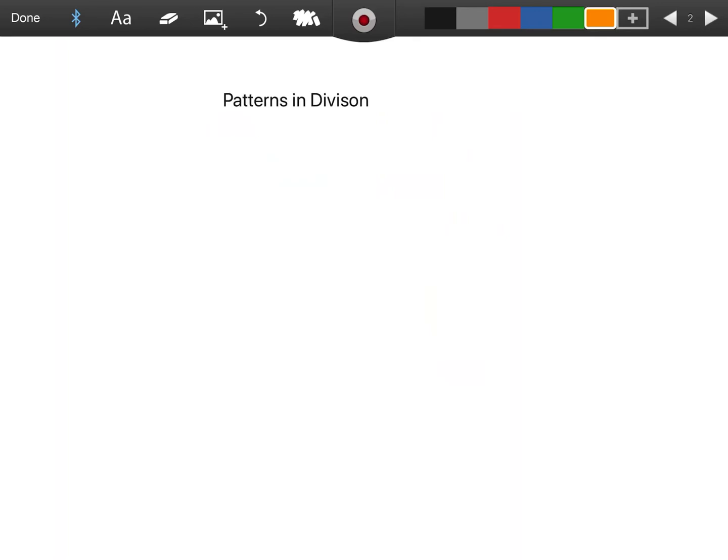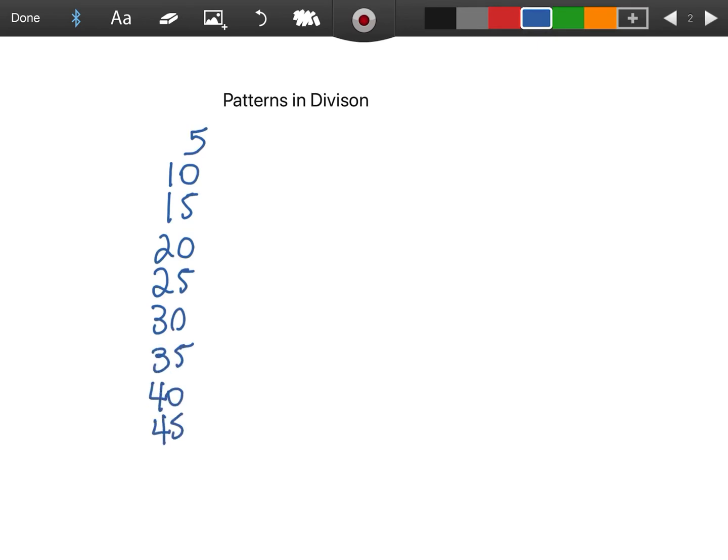Today we're going to be talking about patterns in division. But before we get into division, I thought I'd just remind you of some cool patterns that we can see in multiplication. For example, the 5 times table, which people know really well, goes 5, 10, 15, 20, 25, 30, 35, 40, 45, 50, and if you look at the ones column, it alternates between fives and zeros through the whole pattern.